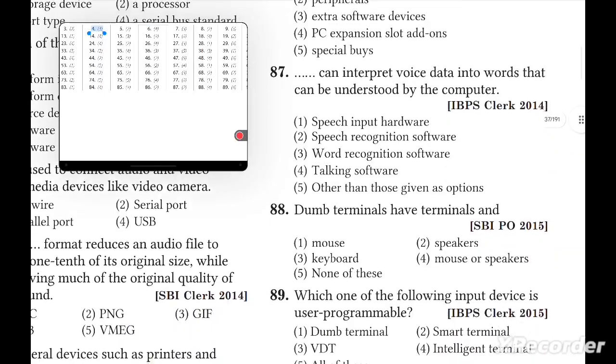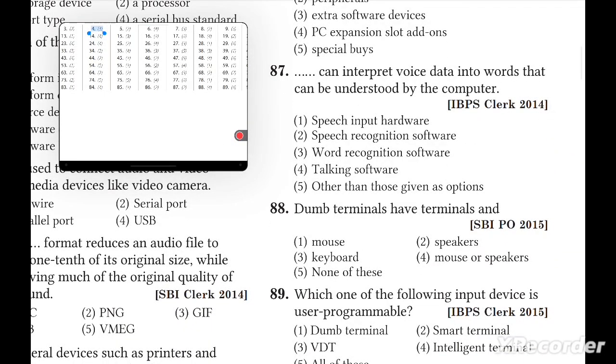Next question, dash can interpret voice data into words that can be understood by the computer. First, speech input hardware, second, speech recognition software, third, word recognition software, fourth, talking software, fifth, other than those given as options. The correct answer is second, speech recognition software.